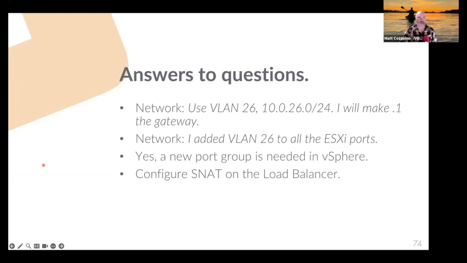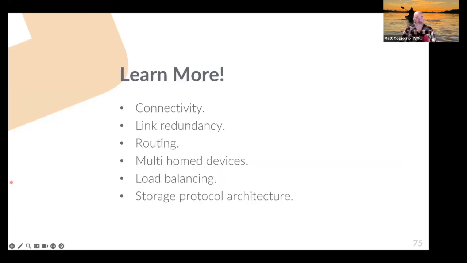And let's see. So we're going to use VLAN 26, right? We have to build that as a new one. We build a subnet in there. We make a gateway. We're going to add the VLAN to the ESXi ports. And then we need to build a new port group, and we need to configure SNAT on the load balancer because we're going to do the one arm deployment mode. And maybe these are things we've got to talk about: connectivity, redundancy, right?